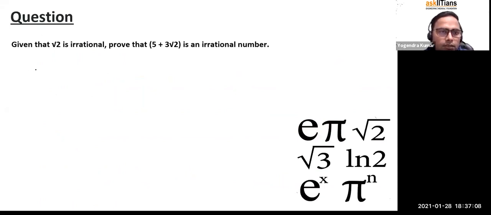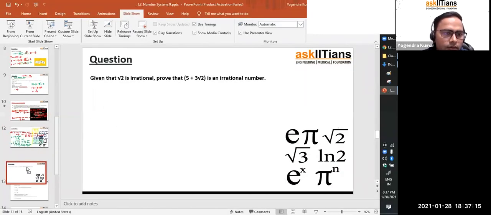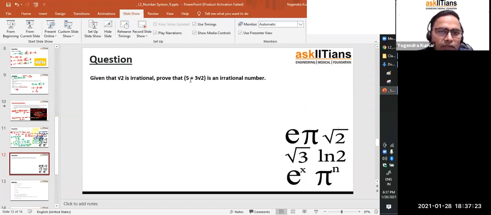okay, let me keep the annotations. Yeah, let me bring this here. So this is our question, right? Given that root 2 is irrational, prove that 5 plus 3 root 2 is an irrational number. We need to prove this. So how are we going to prove it now?